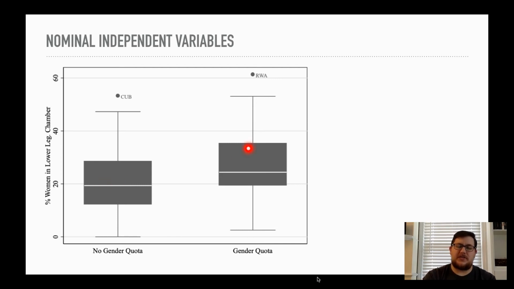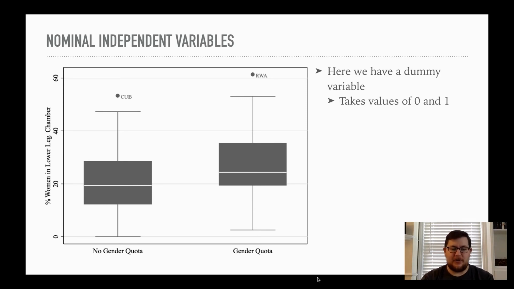So you can see here there seems to be some relationship, right? We have a couple outliers here. Cuba has no gender quota, but they have really high representation for women. Rwanda does. They're also very high. We can see here, though, that countries with gender quotas tend to have more women. Not shocking.